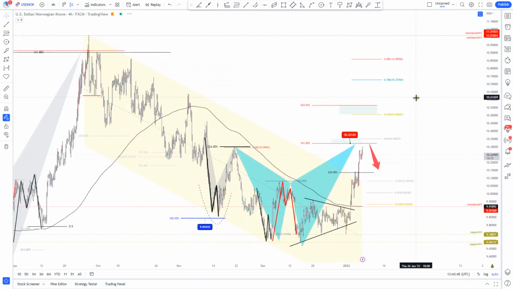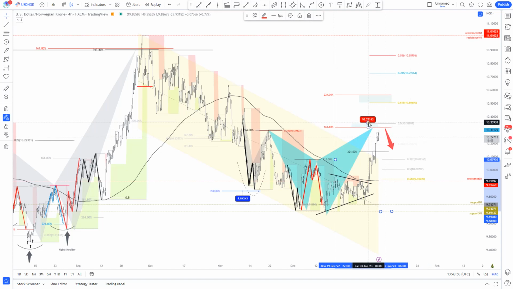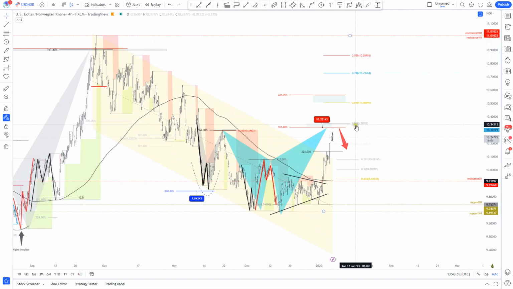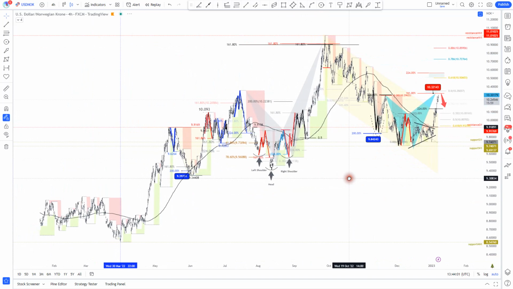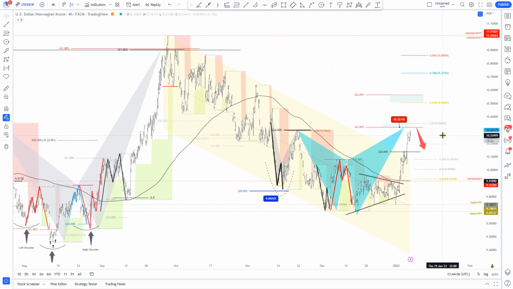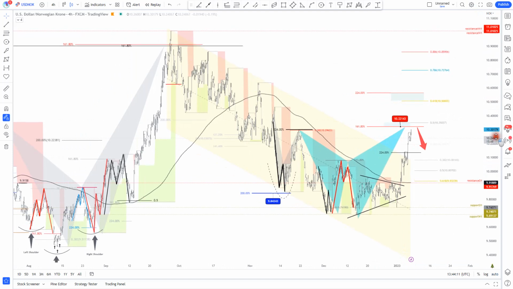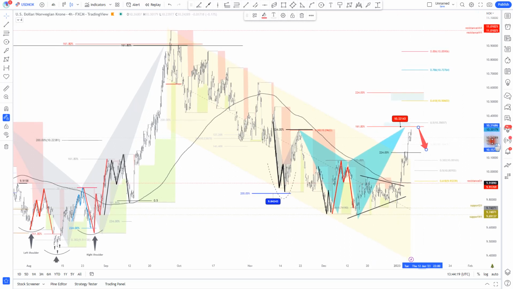Dollar versus NOK. We are approaching a bearish shark pattern at the golden Fibonacci level, 10.32. That pattern will converge with the 50% Fibonacci retracement level projected a few points above, and that's what we have for the Norwegian krone. Nothing invalidates the possibility of more upside momentum, but at some point it needs to pull back. And with this bearish shark pattern projected there, I will not ignore that possibility.